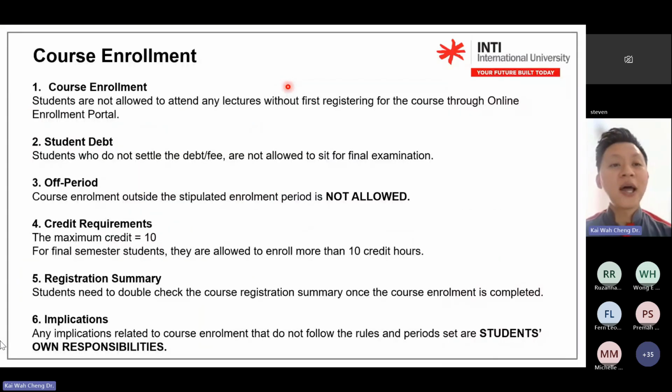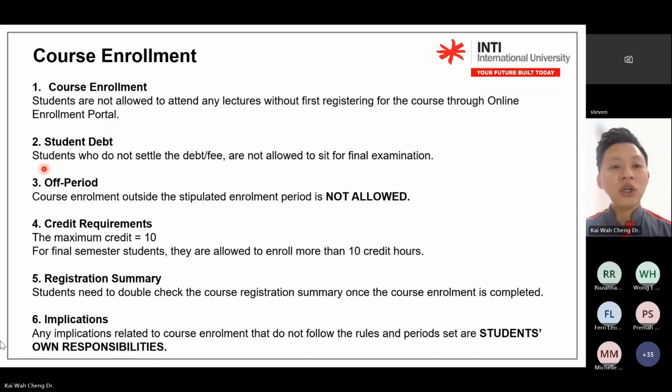So these are some reminders for course enrollment. Let's go through the reminders together. Number one, course enrollment: students are not allowed to attend any lectures without first registering for the course through the online enrollment portal. So the online enrollment procedure is very important. You have to do it before you enter the online consultation sessions.